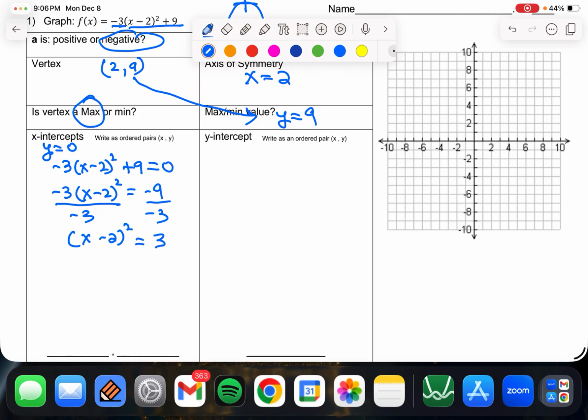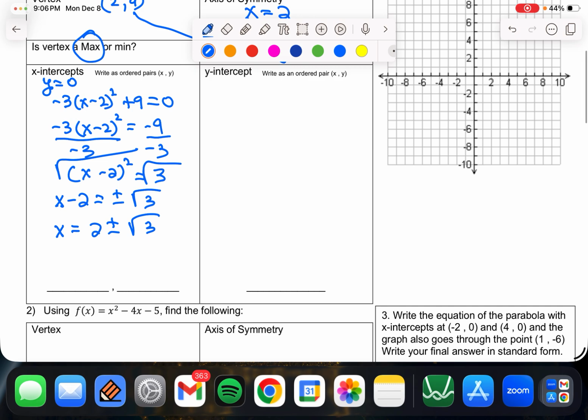When I take the square root of both sides, 3 is not a perfect square, so I'm just going to get x minus 2 is equal to not just the square root of 3, it's plus or minus the square root of 3. Now when I add 2 to both sides, it's going to be 2 plus or minus root 3. So what are my two x-intercepts? One is 2 plus root 3 comma 0, and the other one is 2 minus root 3 comma 0, because we just solved for both of them.